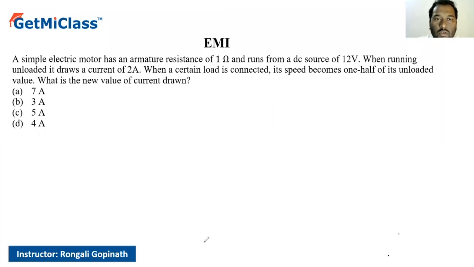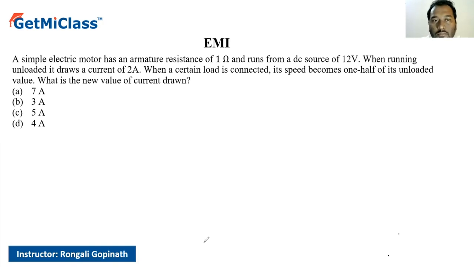A simple electric motor has an armature resistance of 1 ohm and runs from a DC source of 12 volts. When running unloaded, it draws a current of 2 amperes. When a certain load is connected, its speed becomes 1/2 of its unloaded value. What is the new value of the current draw?